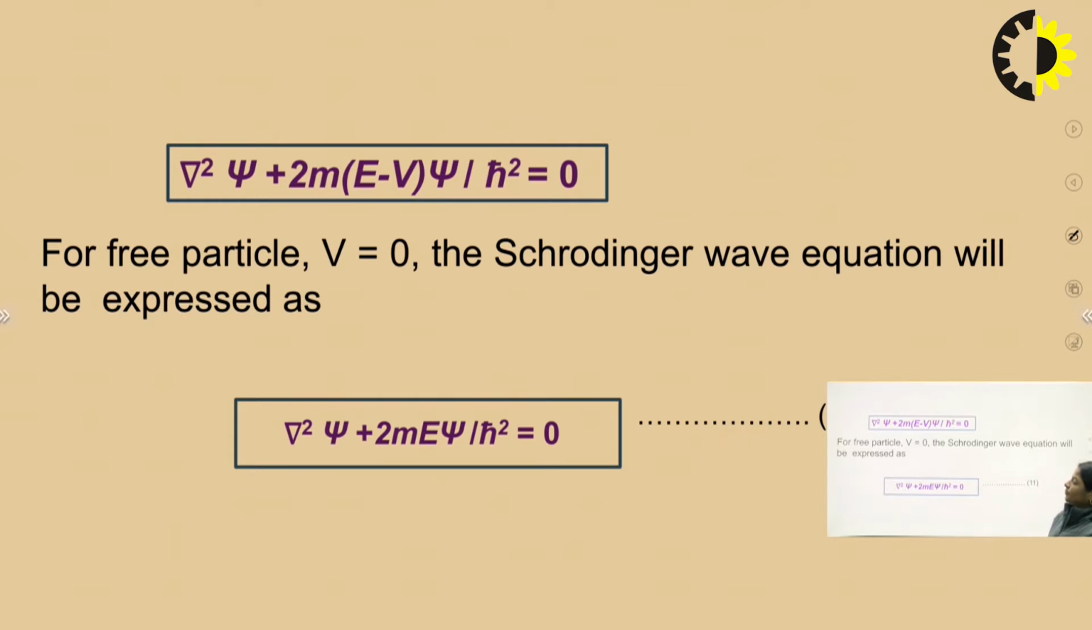V changes. Again, if we consider that the interaction V is 0, that means the particle is a free particle. It is not experiencing any type of interaction. Then V becomes 0, and this time-independent Schrodinger equation reduces only to this part. So this much discussion, this much idea, will be helpful for our further study of the topic, which is the particle in a one-dimensional rigid box.